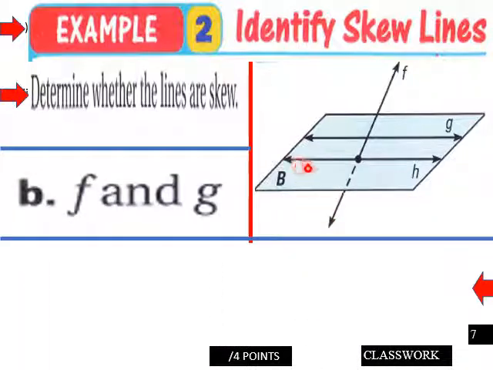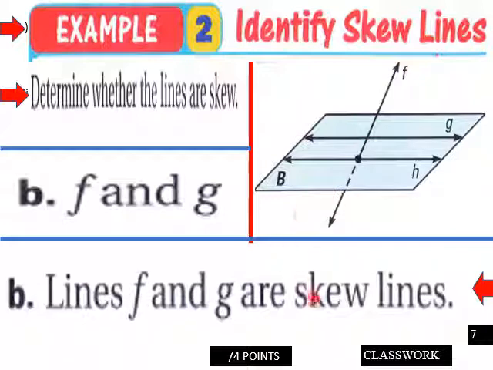And then F and G. So we have F here and then G. Is there an intersection point here? It doesn't say so. F and G are skew because they don't intersect. So that means that they are skew.